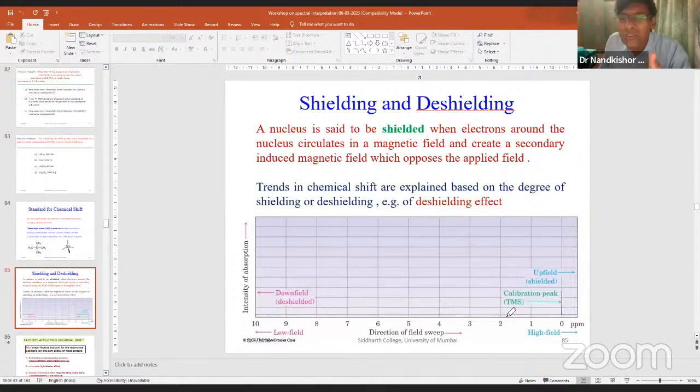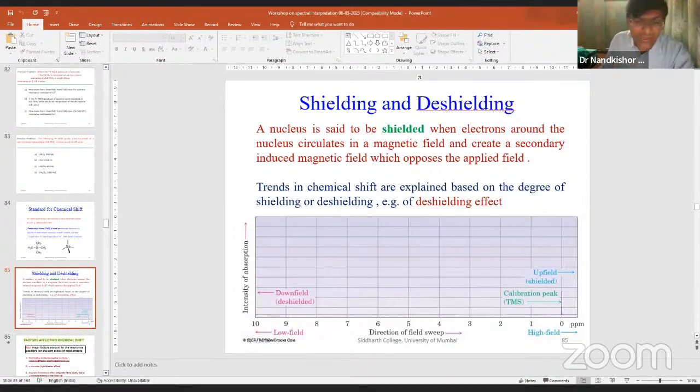If it is in an electronic environment, like an electron withdrawing group, then what will happen? Because of the less shielding of the electrons, they produce a magnetic field in such a fashion that it reinforces the applied magnetic field. That means the applied magnetic field required will be less. That means the instrumental frequency required is less, so the denominator will be less. Ultimately, the del value will be more. So the peak will have a higher del value. So this is the shielding and deshielding phenomena.